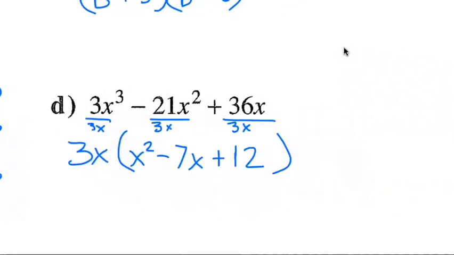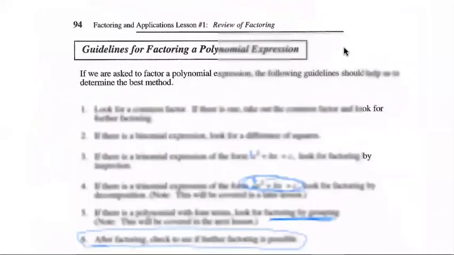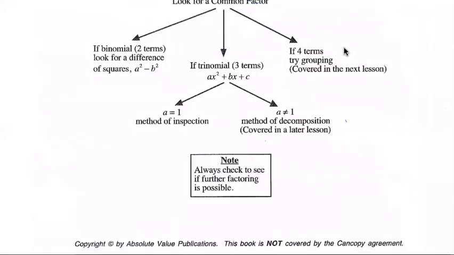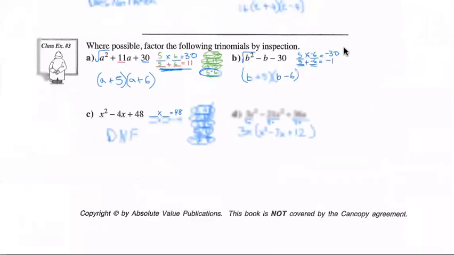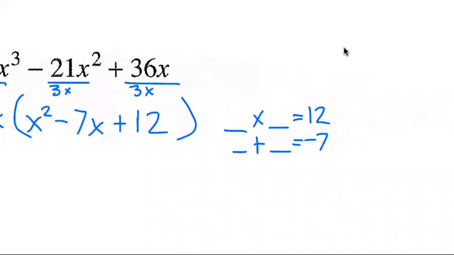Now, again, I've done some factoring, but I don't know if I'm finished. That's why it's said in those notes, right at the very bottom: note, always check to see if there's further factoring. So in this question, there's further factoring. I look for two numbers that are going to multiply together to give 12, add together to give -7. My options are 1 and 12, 2 and 6, 3 and 4.